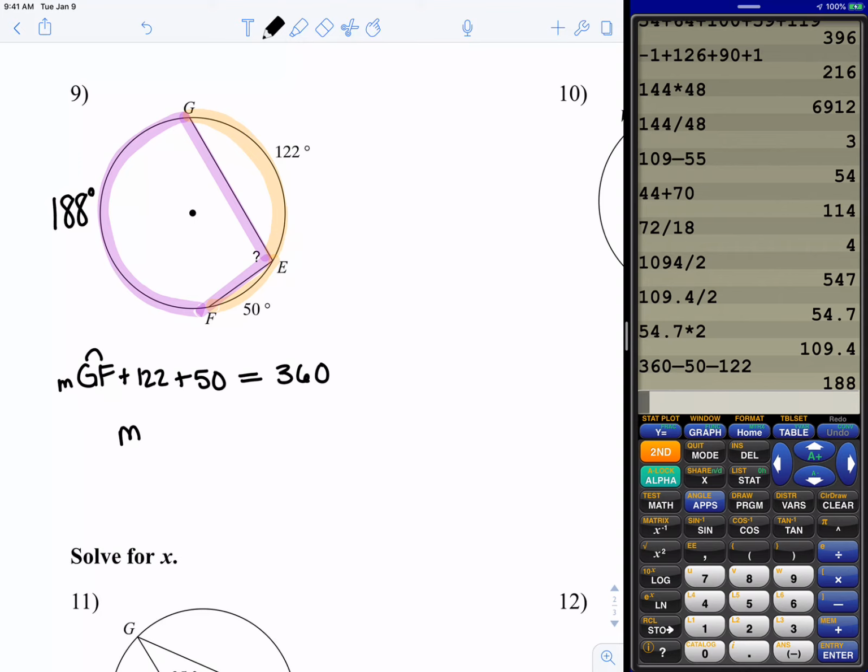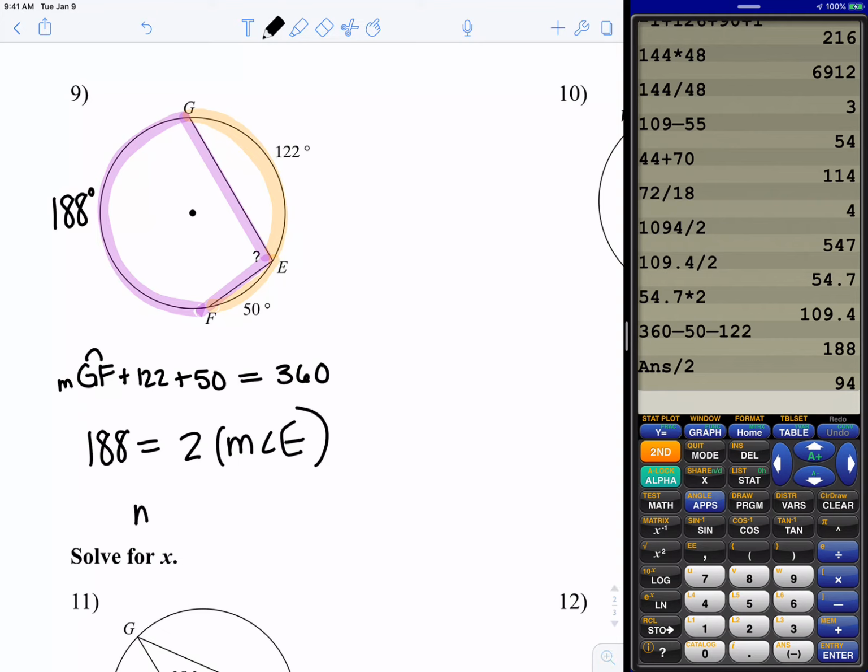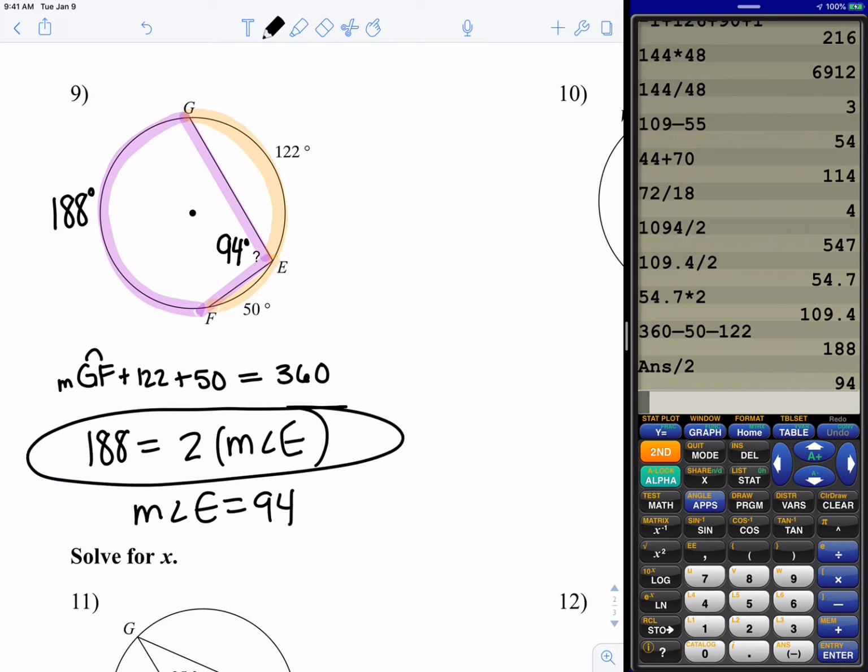And then our formula says that the arc is equal to 2 times the inscribed angle's measure. So 2 times the measure of angle E. Well, if I divide 188 by 2, I get the measure of angle E is 94. So this is 94 right here. So sometimes you might have to do a little bit of work to find either the inscribed angle or the intercepted arc before you could use this formula right here.